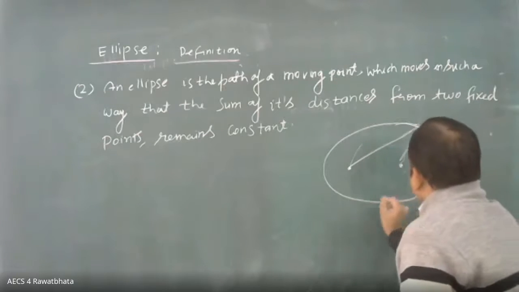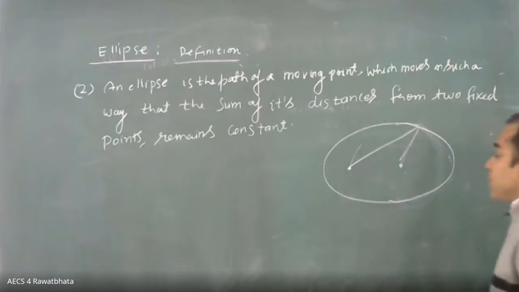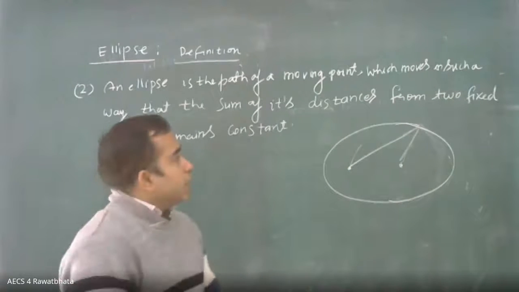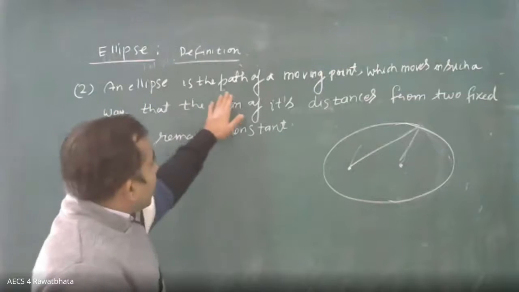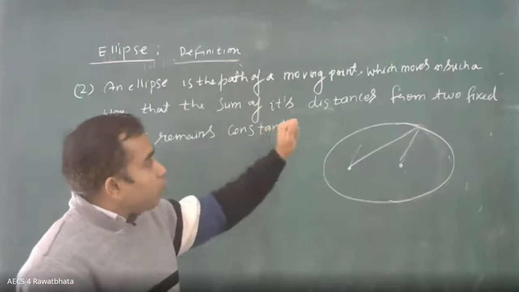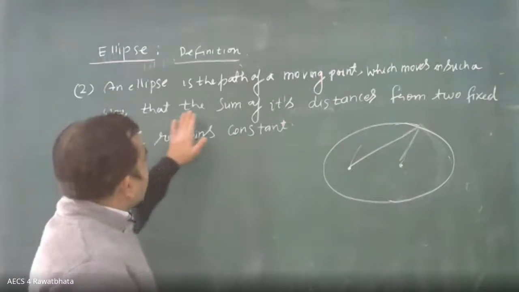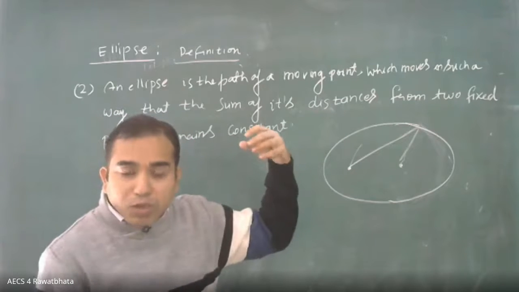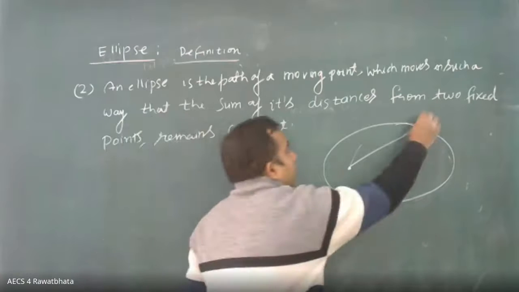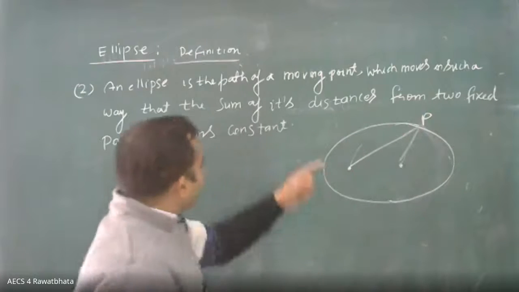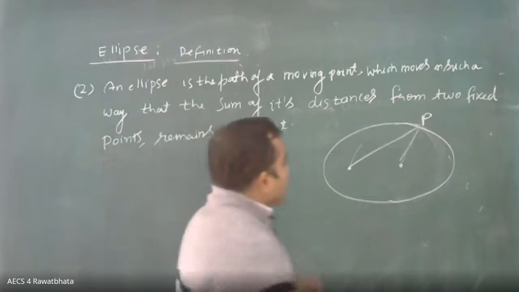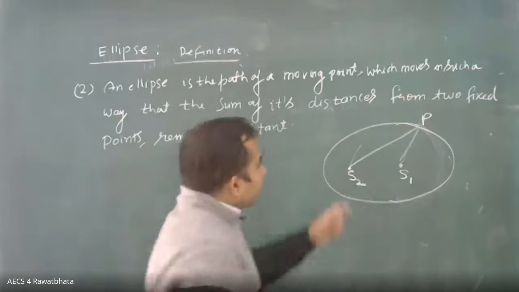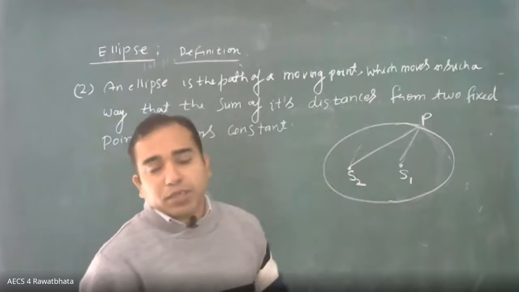Now the curve which is generated will be called an ellipse. Read this definition: an ellipse is the path of a moving point which moves in such a way that the sum of its distances from two fixed points, say S1 and S2, is always constant.